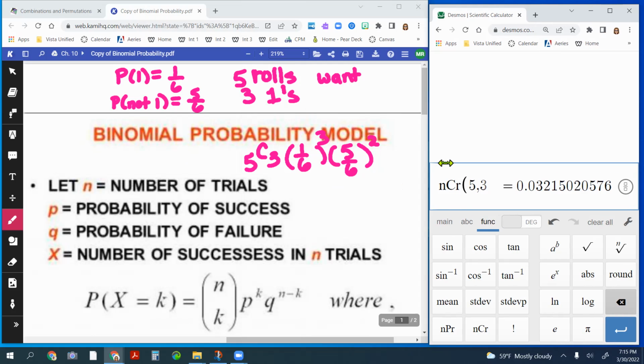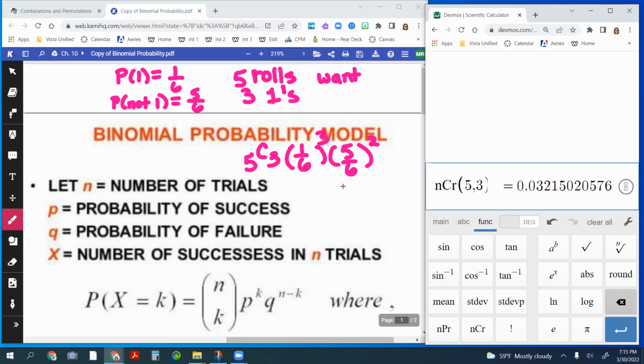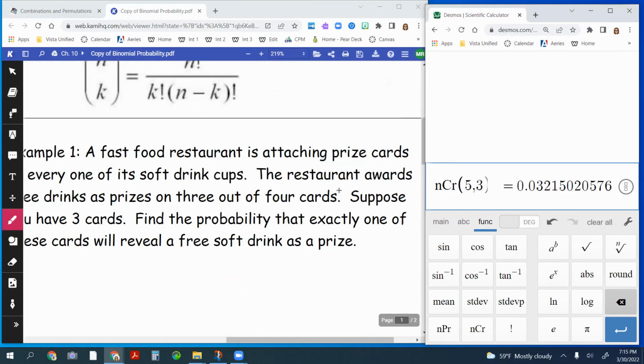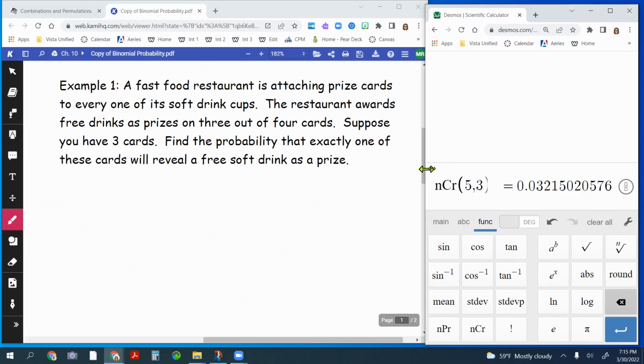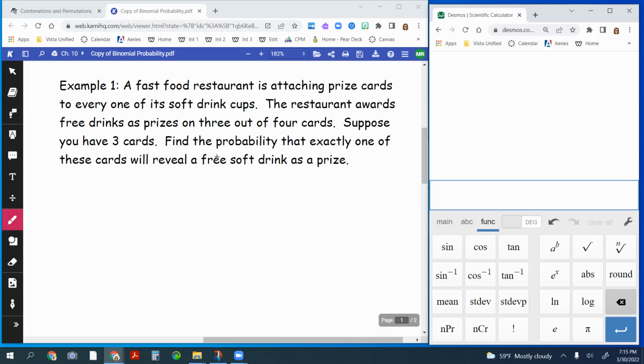So let's try doing some of these problems. Okay, so this first one. A fast food restaurant is attaching prize cards to every one of its soft drink cups. The restaurant awards free drinks as prizes on 3 out of 4 cards. So the probability of getting a free drink is 3/4. The probability of not getting a free drink is 1/4.